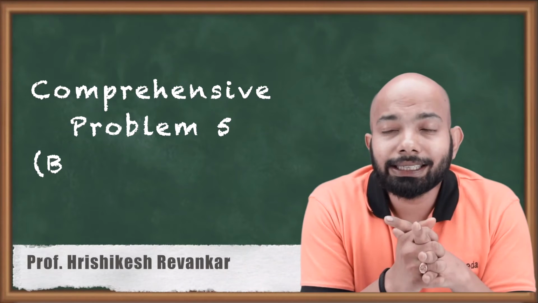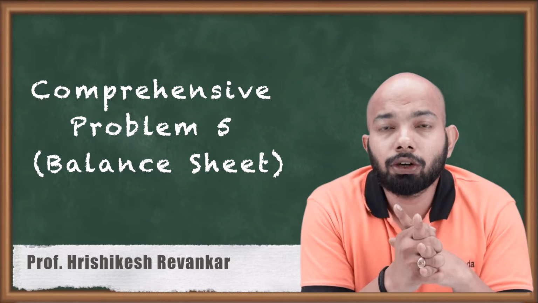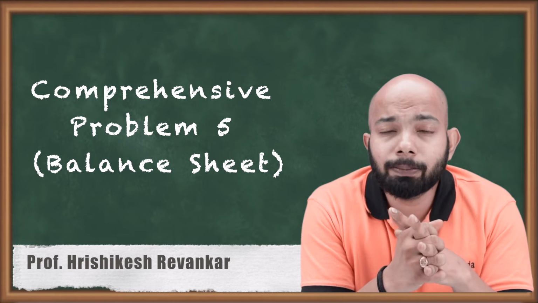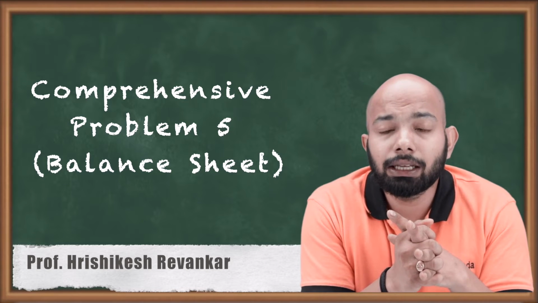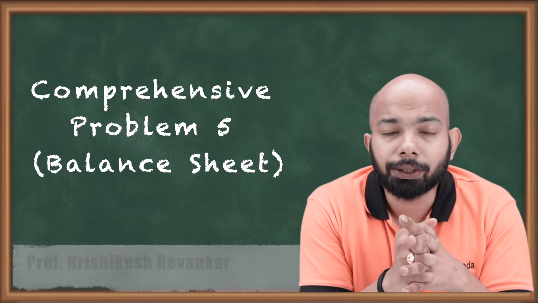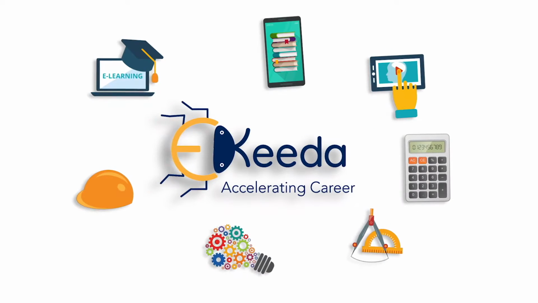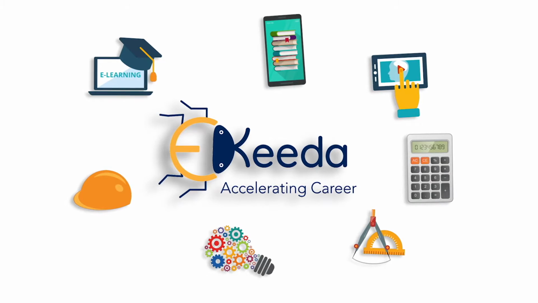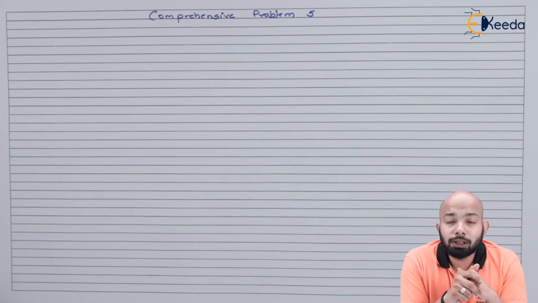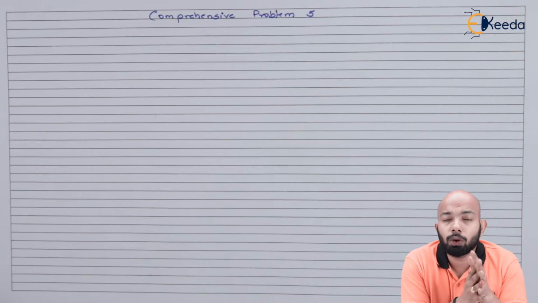Hello friends, we'll be discussing an illustration related to the preparation of a balance sheet along with more adjustments, which will include outstanding expenses and income related to it. Now, when we speak about certain adjustments, this will be not just closing stock valuation, it will be more of outstanding expenses, accrued income, etc.